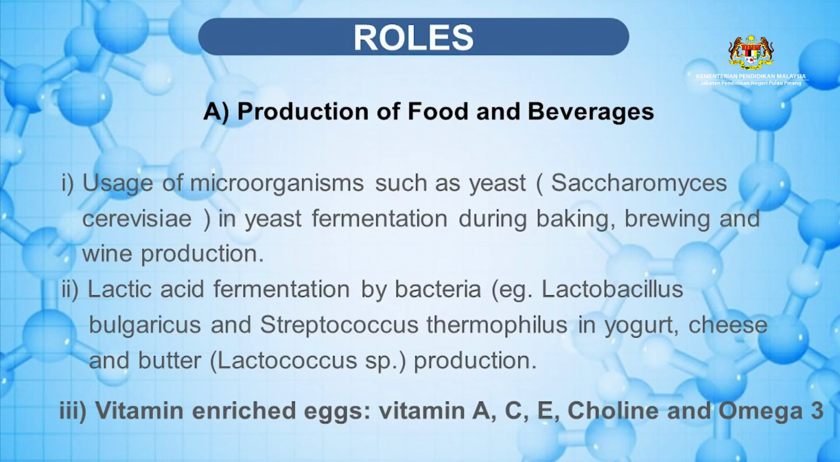Modern cheese manufacturing involves major steps such as pasteurization to kill unwanted microorganisms, inoculating milk with lactic acid bacteria, adding enzymes such as rennet to curdle casein, a milk protein, heating, separating curd from whey, draining the whey, salting, pressing the curd, and ripening. Vitamin-enriched eggs contain vitamins A, C, E, choline, and omega-3. The vitamin content in the eggs is increased by feeding the chickens food with high vitamin content.